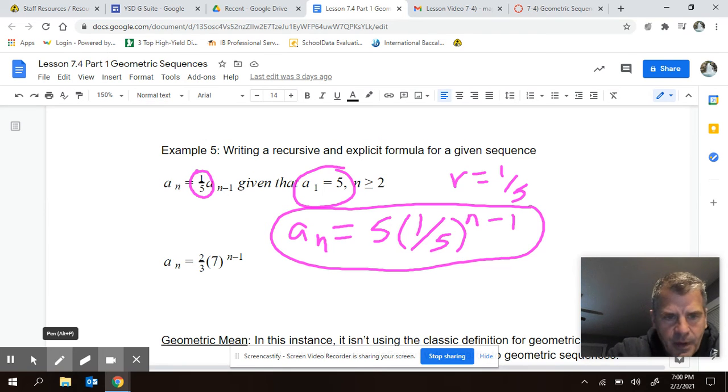Pardon my dogs there. Okay, and so now we're given an explicit form, and our job now is to write it in its recursive form. I'm hoping that this one was correct in the previous video, but we'll just plow ahead here.